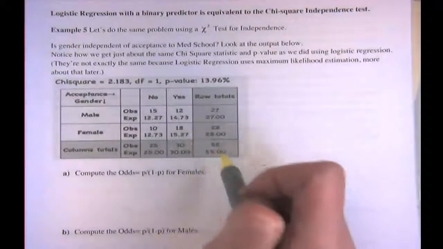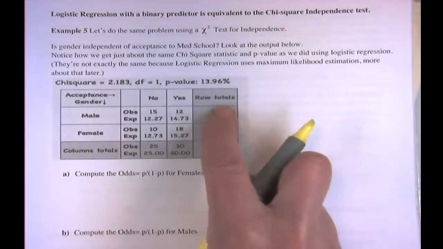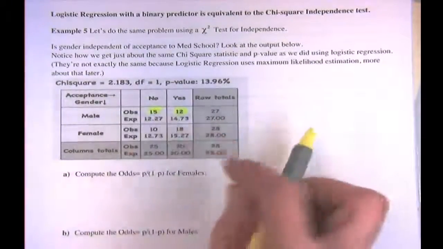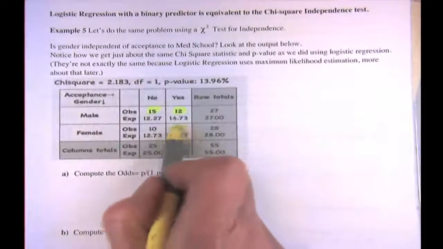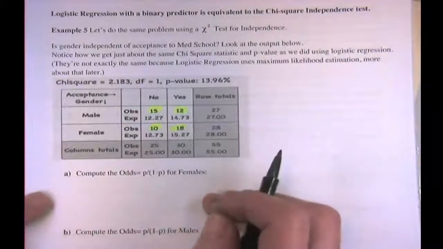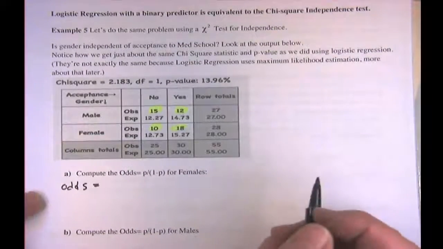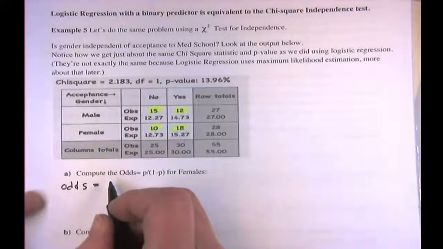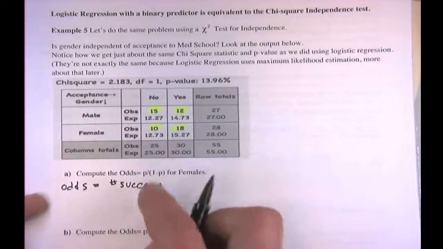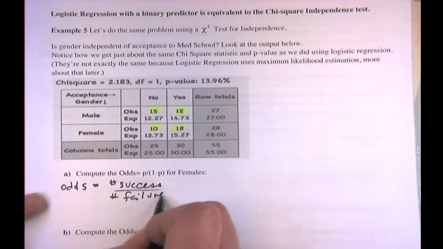All right, so there are 55 total med school applicants, and 27 of them are male. 12 of those got in, and 15 didn't, and 28 are women. 18 of those got in, and 10 didn't. So compute the odds for females. Do you remember what odds is? It's p over 1 minus p, but you can think of it as the number of successes, like ones, over the number of failures. That's the same thing.